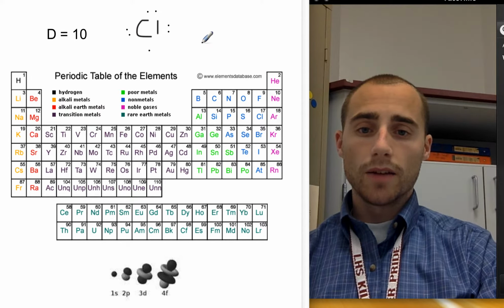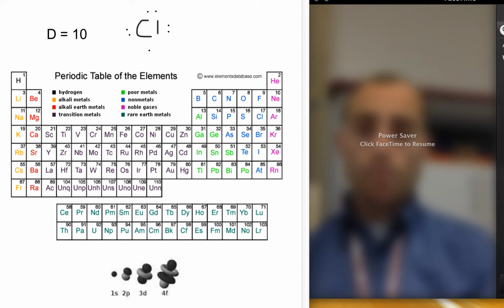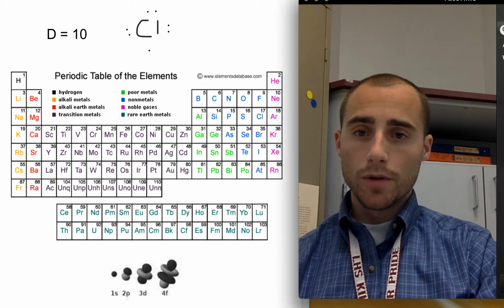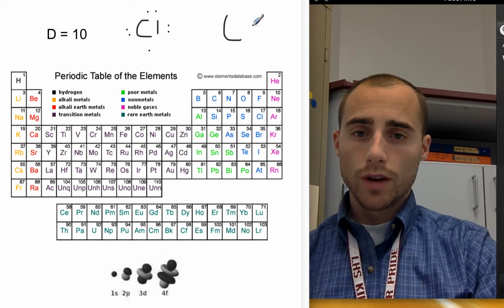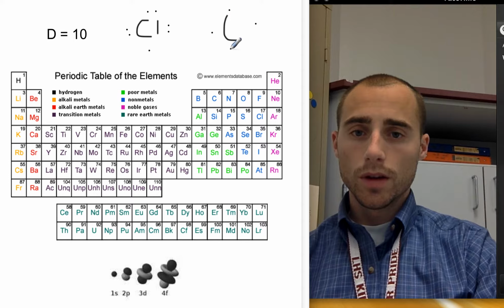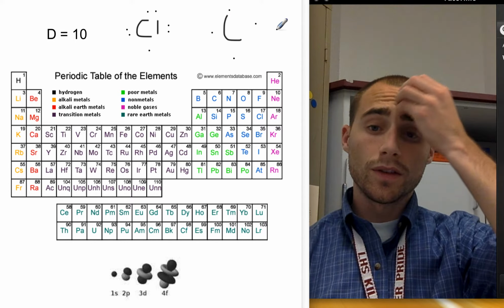Then we have carbon. Carbon, we're going to have 1, 2, 3, 4 valence electrons. So I'd write carbon, and I'd go 1, 2, 3, 4. And those are our Lewis dot structures.